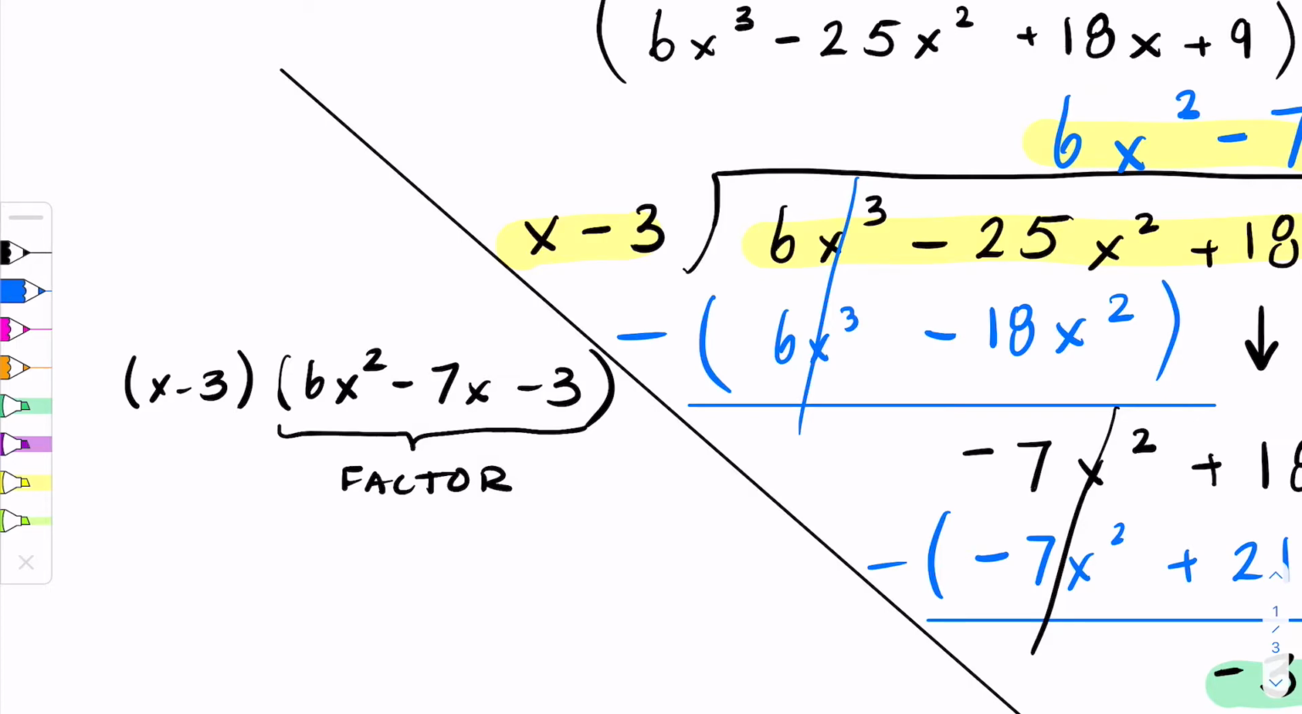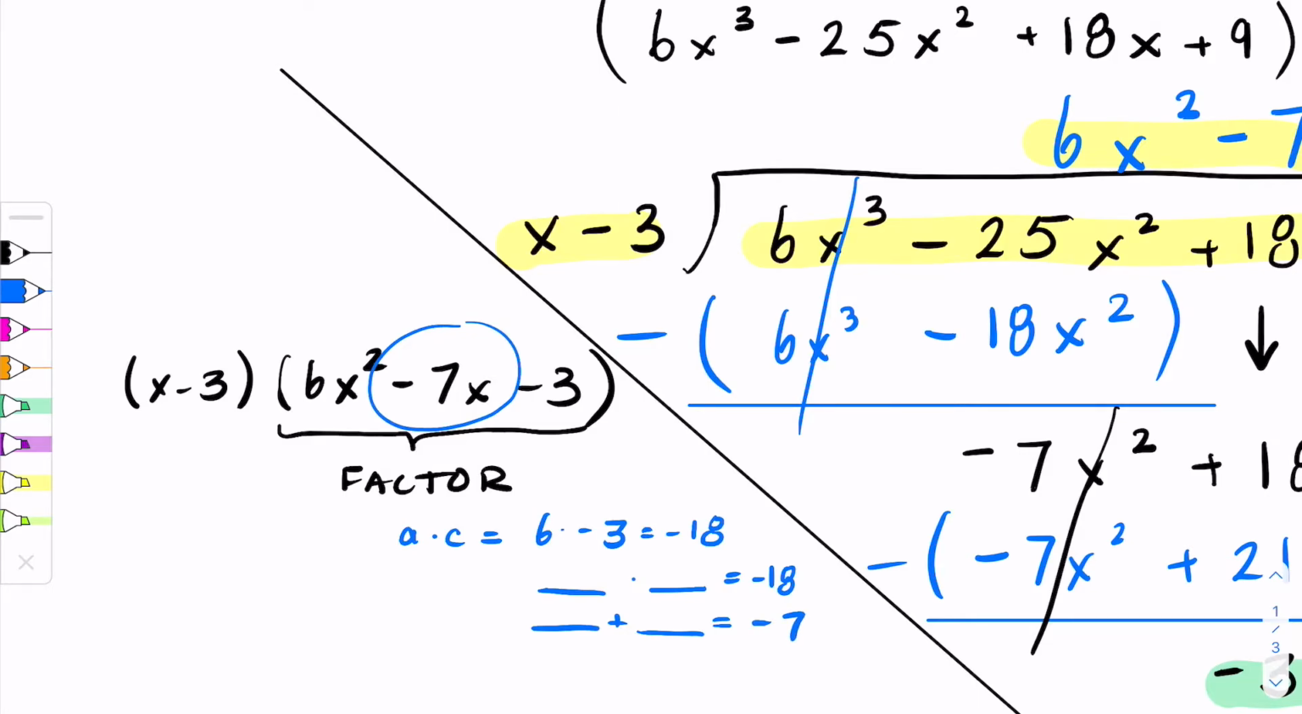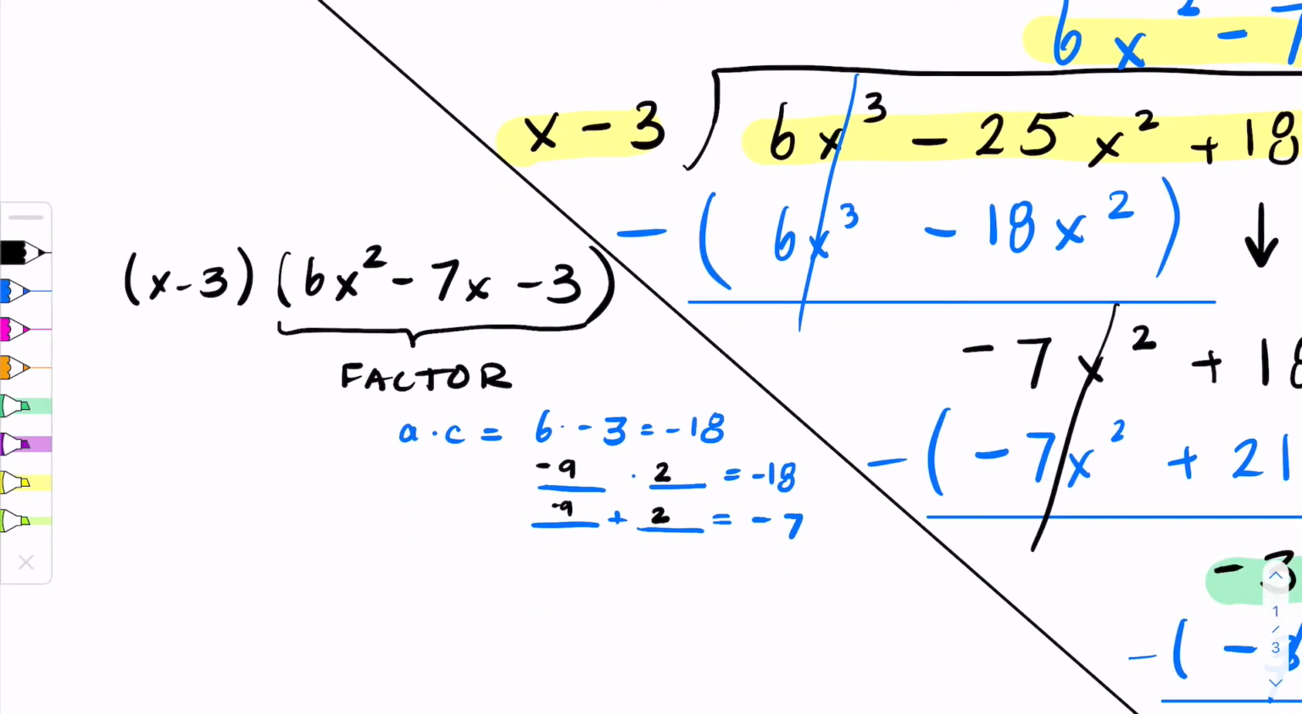I need to think to myself, a times c is equal to 6 times negative 3, which is negative 18. So what two factors multiply to equal negative 18, and the same two factors add to equal your middle term of negative 7? That would be negative 9 and positive 2. So I'm going to rewrite this expression that I'm currently factoring as 6x squared minus 9x plus 2x minus 3. All I did at this point is rewrite my middle term.